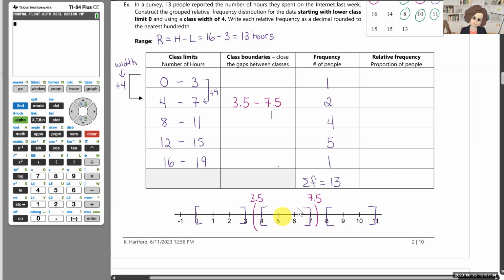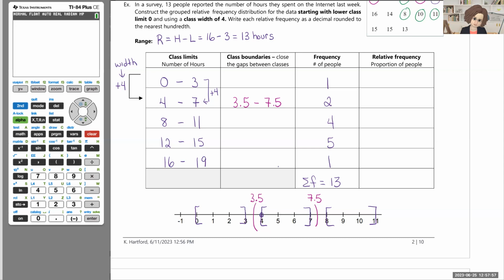So you'll notice here the difference between those boundaries is the class width. 7.5 minus 3.5, that distance is 4. And it also tells me then that there are 4 numbers in that group. So 1, 2, 3, 4. I'll draw dots on them. So 4, 5, 6, 7, 4 numbers in that group.